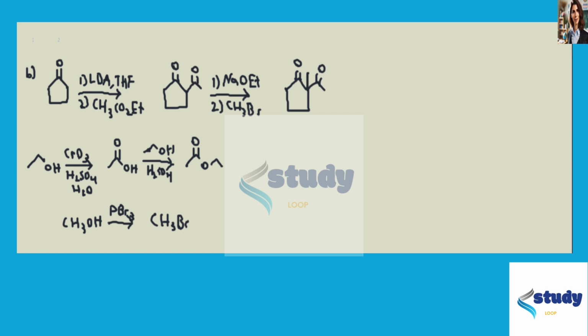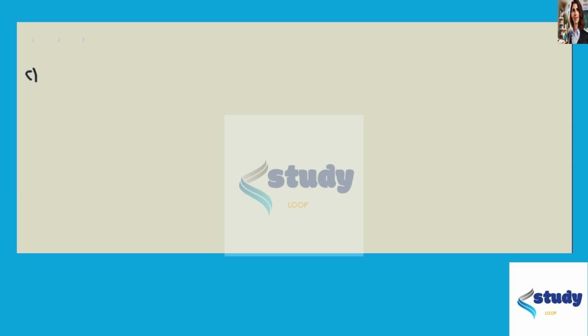So there we go. All right. As I said, I think probably these are each going to end up on their own page. So for part C, we are, again, going to be doing an LDA reaction. So LDA, THF. Okay. And then this time, our electrophile is going to be this aldehyde.